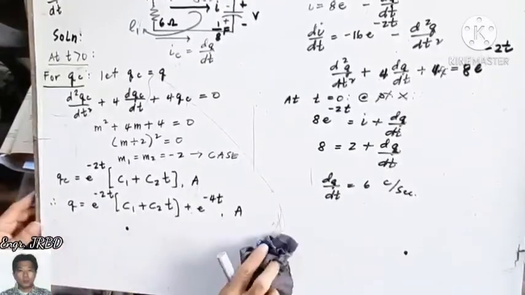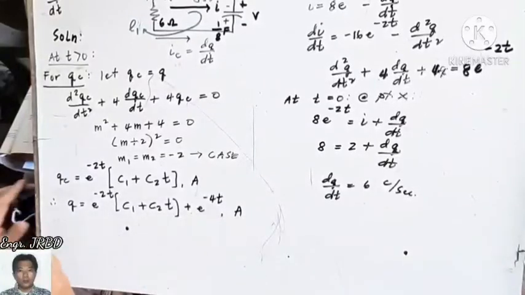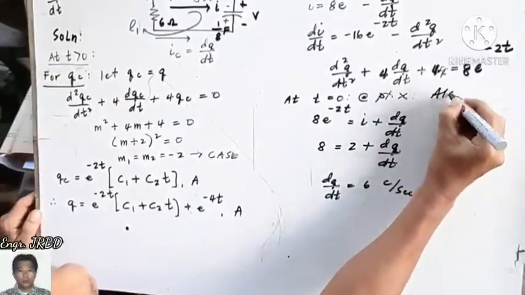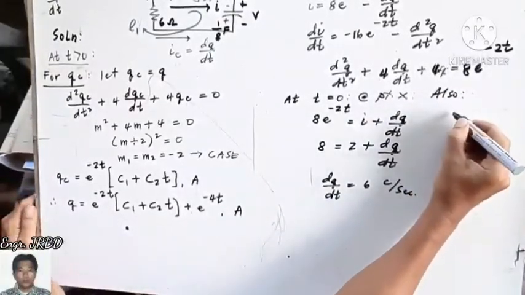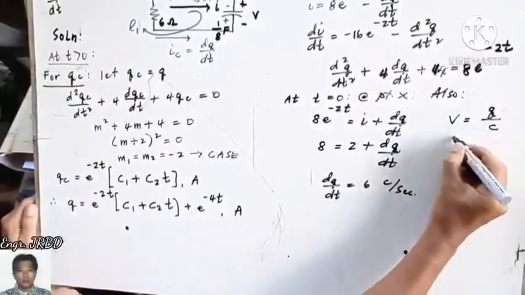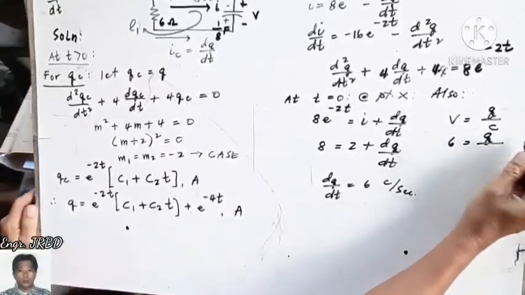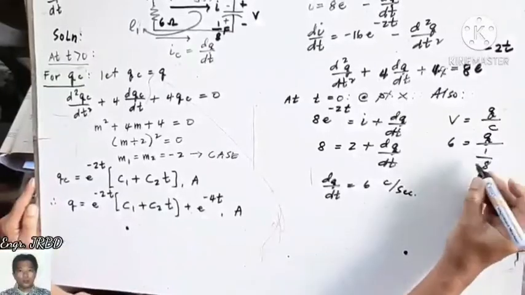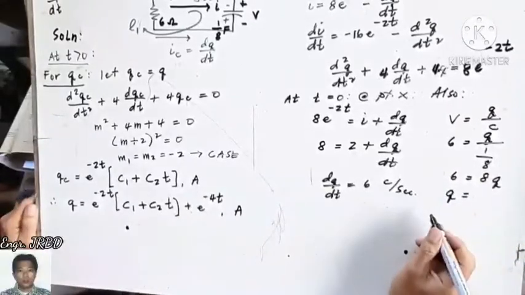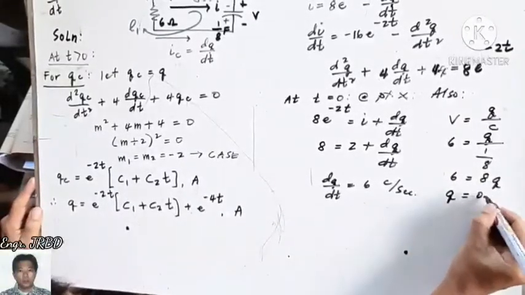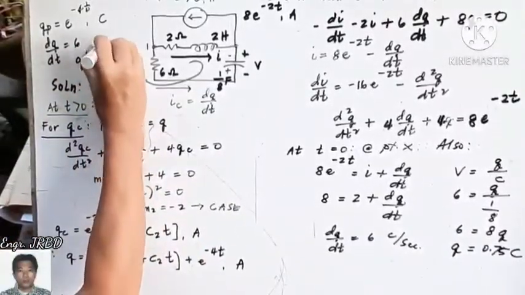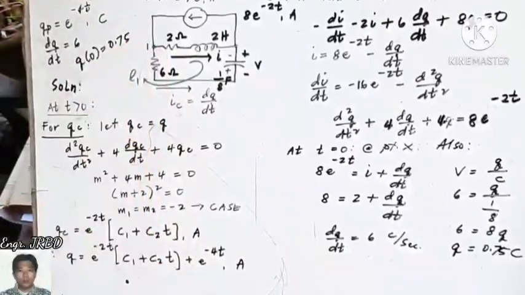First, we need to have your q at time t equals 0. Also, at time t equals 0, your V is 6 volts. That is Q over C. So 6 volts is equivalent to Q over the capacitance of 1 over 8. That is 8Q equals 6. So Q at time t equals 0 is 6 over 8, or that is 3/4, 0.75 coulombs. So your Q at time t equals 0 is 0.75.